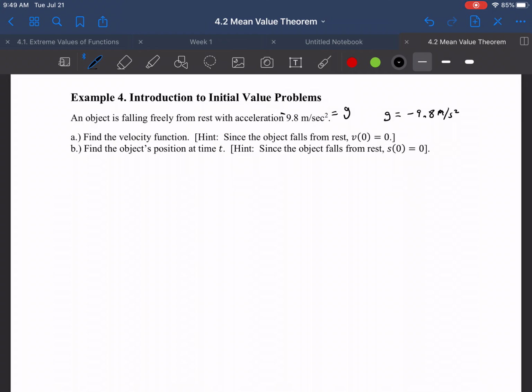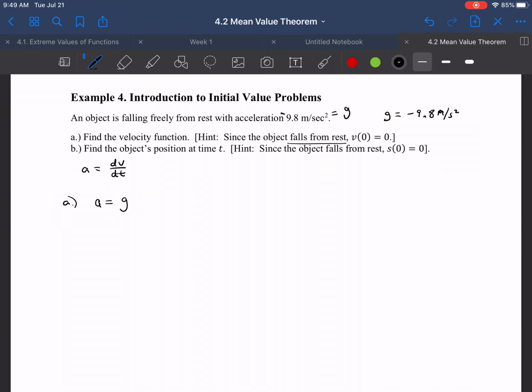So let's start with A. Find the velocity function. And it's falling from rest. So this is our hint. We're assuming it falls from rest. So remember that acceleration is equal to the rate of change of velocity, so dv dt. So if we have a velocity function and we take the derivative of it, we get the acceleration function. Well, we're already told that the acceleration function is a constant. So acceleration equals a constant g right there.